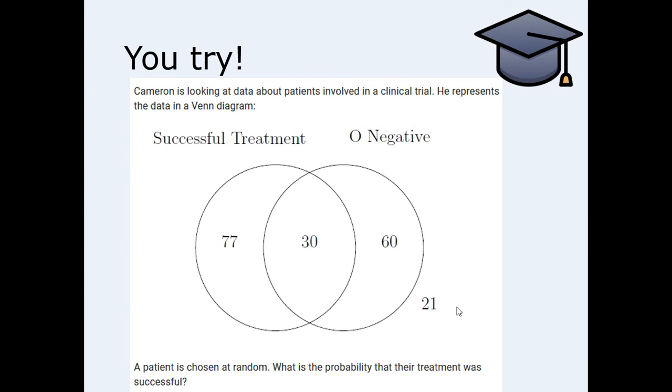So I want you to try. Cameron is looking at data about patients involved in a clinical trial. He represents the data in a Venn diagram. A patient is chosen at random. What is the probability that their treatment was successful?